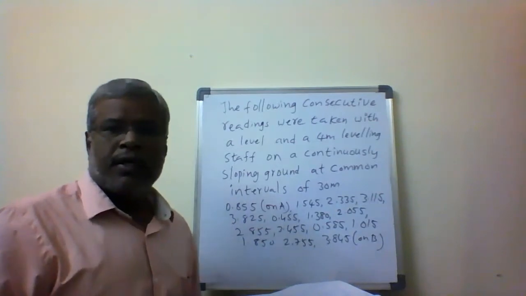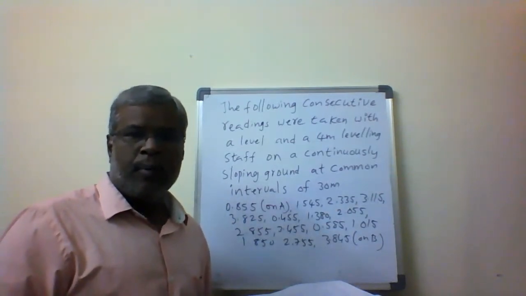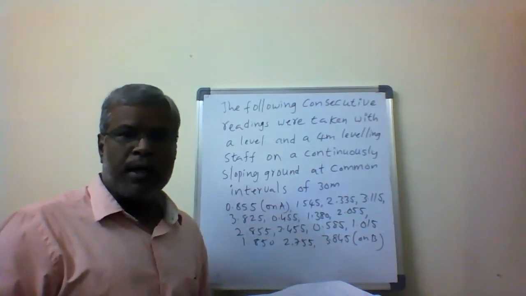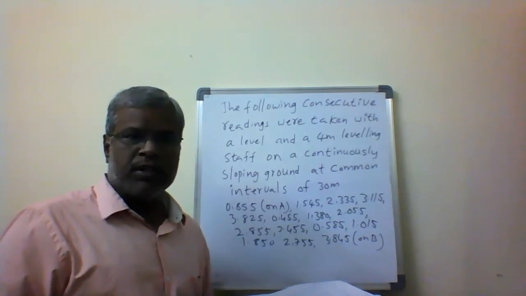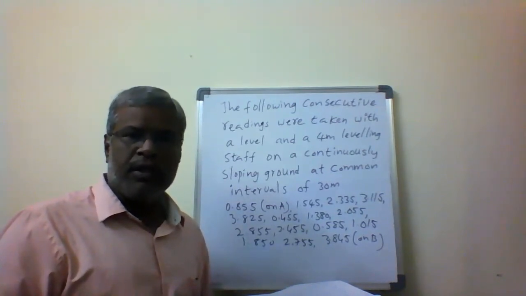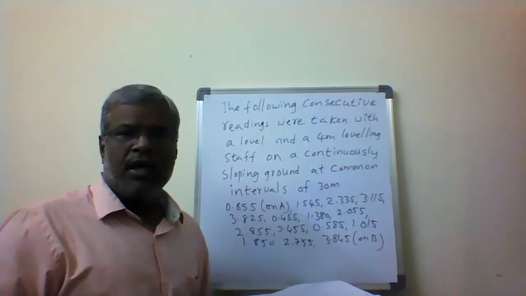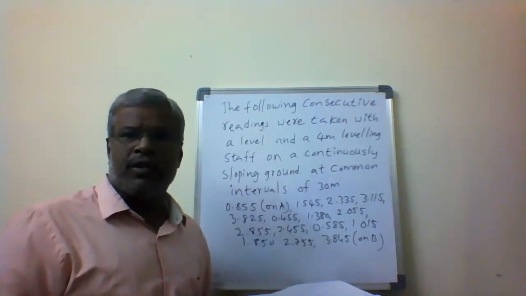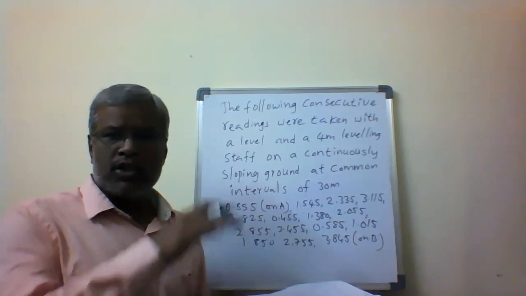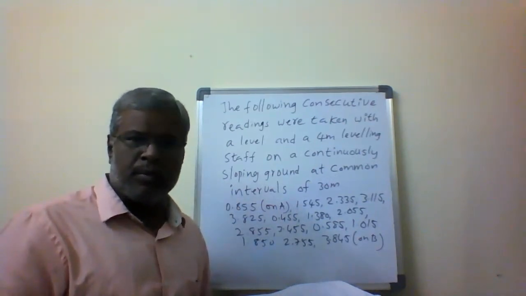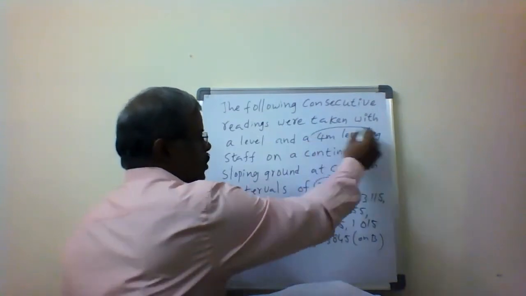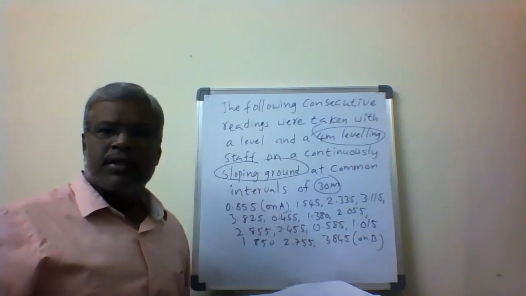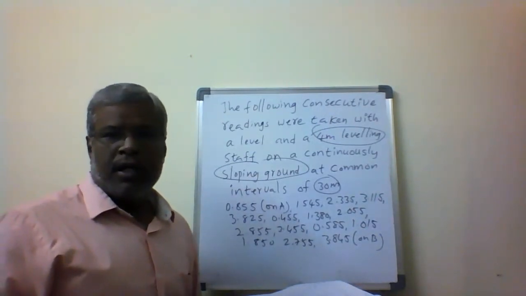So this is the field application of fixing the gradient for continuous sloping ground. How are we going to apply the method of reduction of levels, either the height of instrument method or the rise and fall method, to find out the gradient of a line? The readings were taken with a level and a 4-meter leveling staff on continuously sloping ground at common intervals of 30 meters. Intervals, staff length and sloping ground are the three important parameters. And then again, the readings are given.